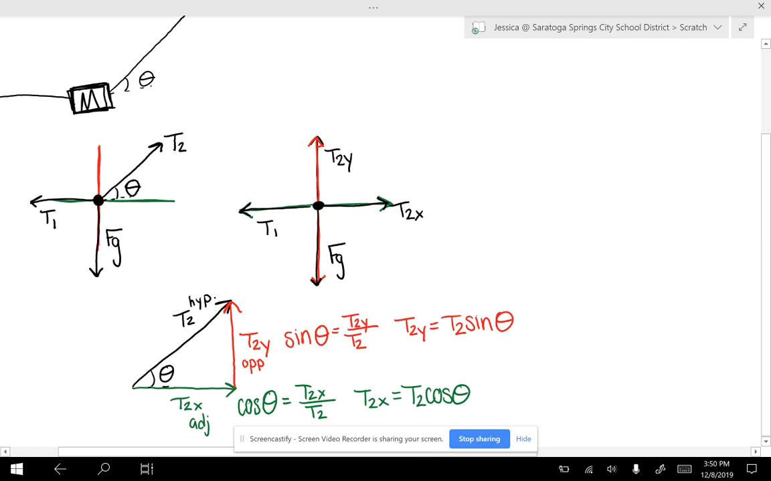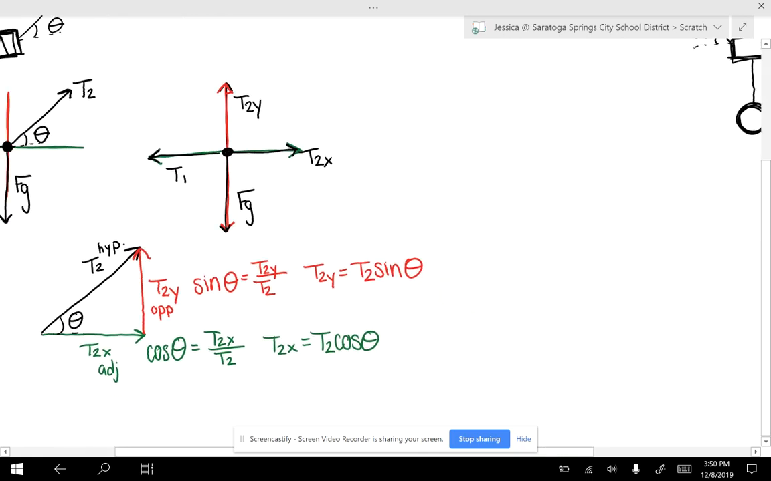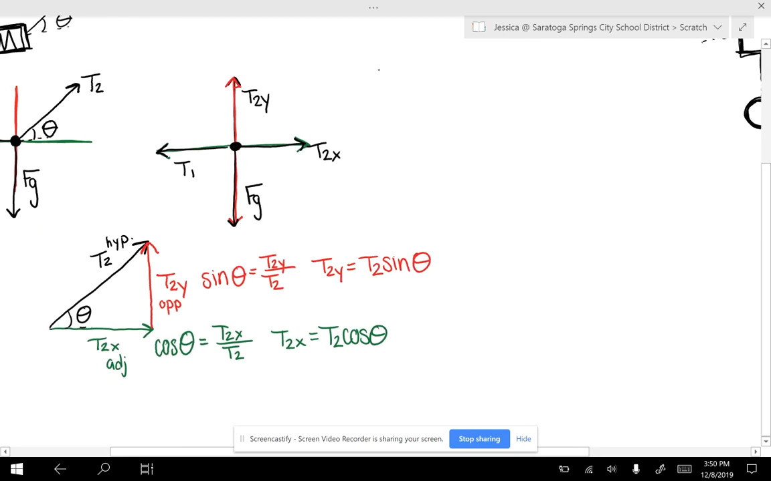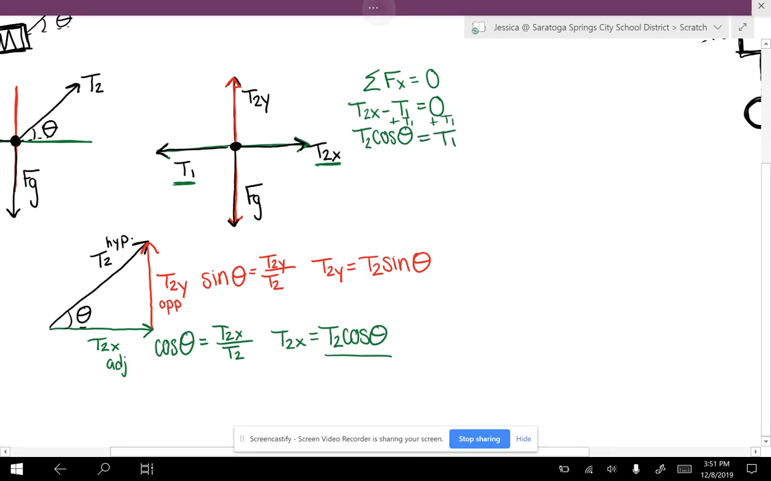Okay. So then we want to write net force equations for both the x and y direction. Now, because this mass is at rest, both the x and y direction are going to equal 0. So I have T2x pointing to the right, T1 pointing to the left, so they subtract. Again, T2x is T2 cosine theta. And if I add T1 to both sides here, you see that those two need to equal each other.